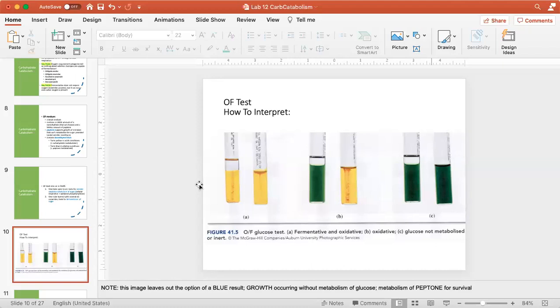Now, we've got 3 pairs of tubes here. We've got the mix and match of colors. We can interpret those, but there's no blue tubes here. Remember, I said one of the things that happens sometimes is the media will turn blue. Remember what a blue tube means. A blue tube means growth without the catabolism of glucose. If you see blue, it means that the bacterium is growing in there, but it's barely surviving because it cannot break down the glucose under these conditions.